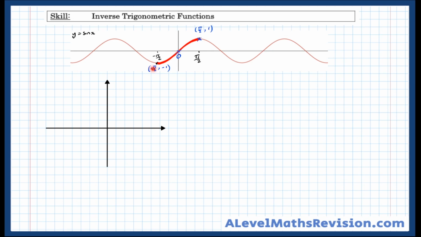So let's start with this point here. When it's reflected through the line y equals x, then that point becomes minus 1, minus pi over 2. So minus 1, minus pi over 2 is roughly there, let's say. Maybe not to scale, but that's minus 1, minus pi over 2. 0, 0, if we swap those coordinates round, I reflect through the line y equals x, it remains 0, 0. And pi over 2, 1 becomes 1, pi over 2.